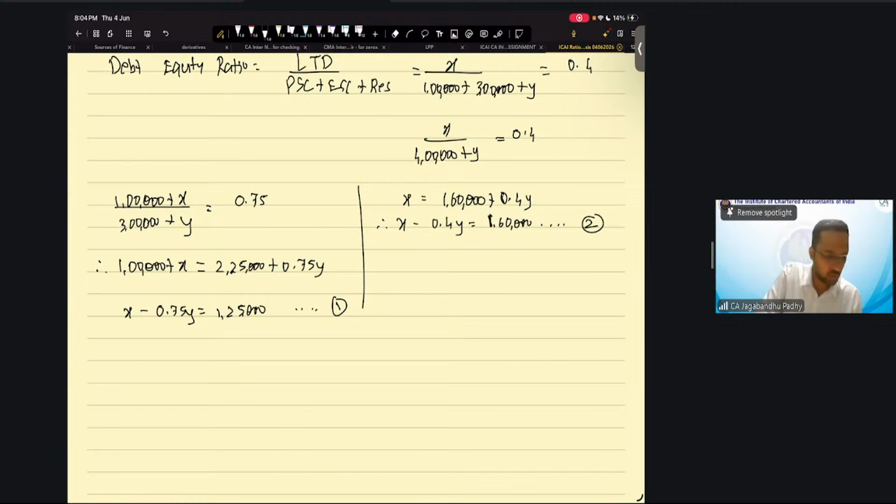Now, when we have both the equations over here, can we solve simultaneously and get the value of X and Y? So solve both the equations 1 and 2 simultaneously and give us the value of X and Y, guys.